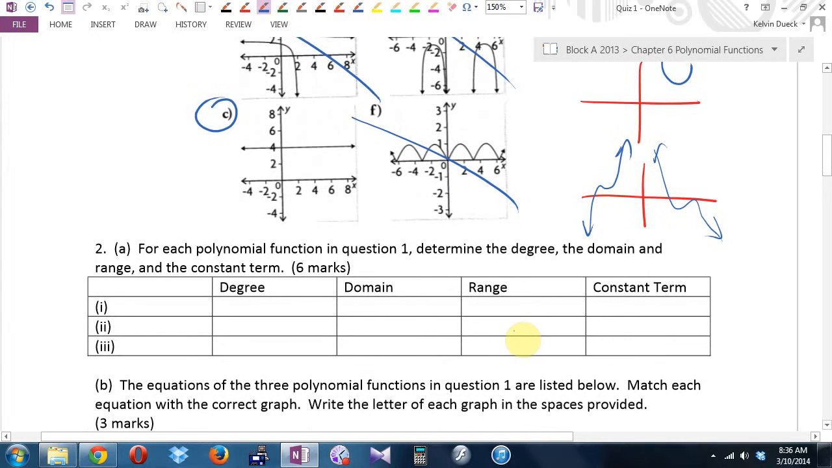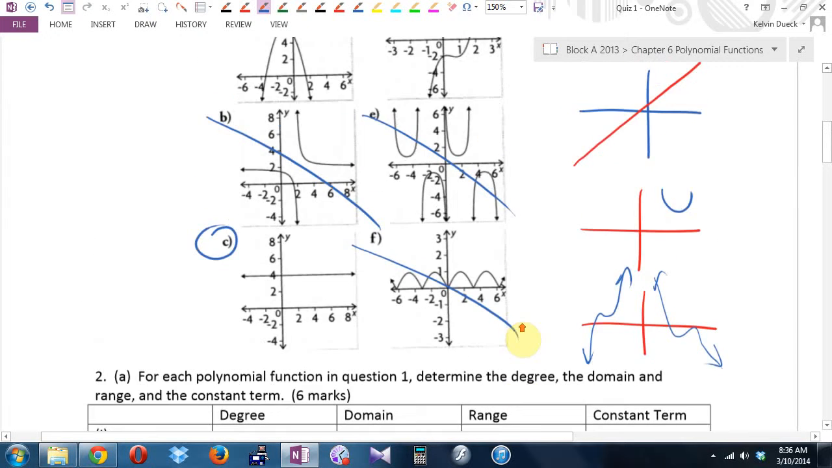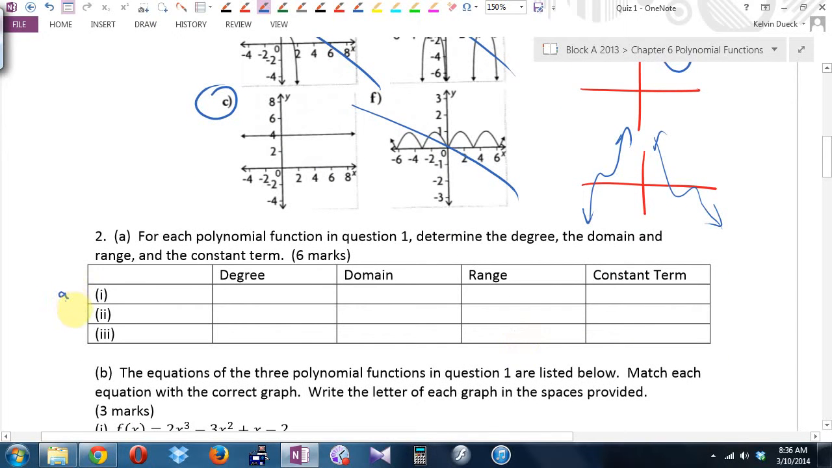It says, for each polynomial function in question 1, determine the degree, the domain, the range, and the constant term. I'm going to go in order, so I'm going to do graph A right there, graph C right there, and graph D right there, because I noticed that for some reason I went 1, 2, and 3, even though the graphs up there were different. Anyways, as long as you keep track of where you put the information. So first of all, the degree of that constant function, degree 0. The degree of a quadratic, degree 2, degree 3. What is degree? It's the biggest exponent on the x.